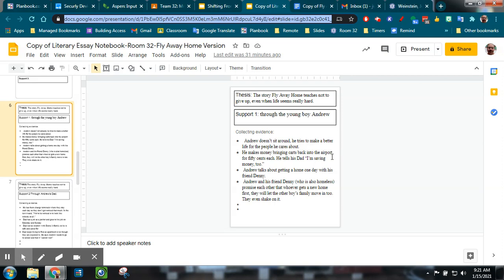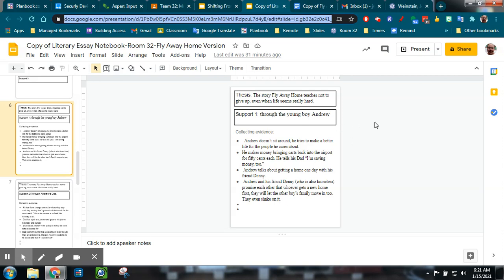My second piece of evidence is he makes money bringing carts back into the airport for 50 cents each. He tells his dad, I'm saving money too. So here in the second bullet I'm telling what he's doing, the action, but I also have dialogue. Andrew talks about getting a home one day with his friend Denny, who is also homeless, and they promise each other that whoever gets a new home first will let the other boy's family move in too, and they even shake on it.